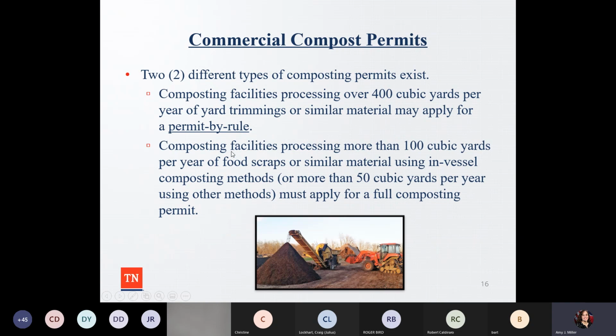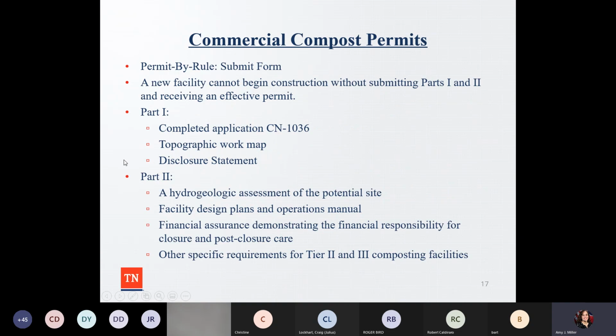You go, okay. And then the ones that will require permits: a composting facility processing over 400 cubic yards per year, or similar material, may apply for a permit by rule. And then composting facilities processing more than 100 cubic yards per year of food scraps or similar material using in-vessel composting methods. So it kind of has those measurements here. Are you over 400 cubic yards? You're going to have a permit. If it's more than 100 cubic yards of food scraps or similar materials, you will have to have a permit. So it is a permit by rule.